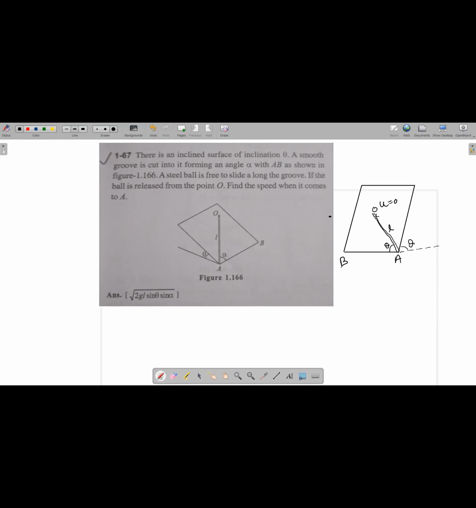So the ball will travel along the groove, right? Find the speed when it strikes here. You can apply, see, length is given, so you can apply V square equals U square plus 2AS. U is 0, so V square is 2A into S, and S is given. So you have to find the acceleration along the groove, right?